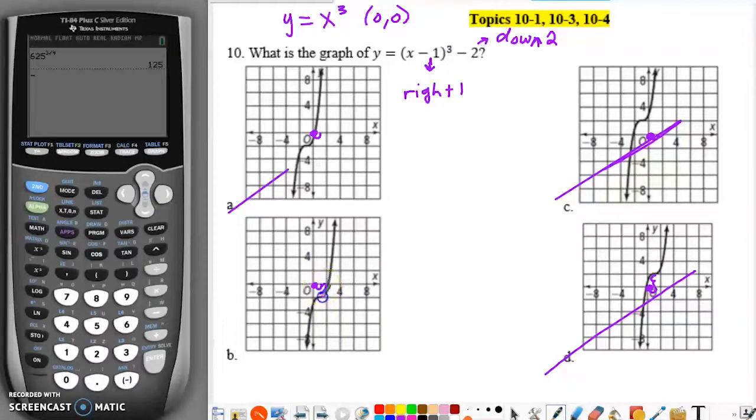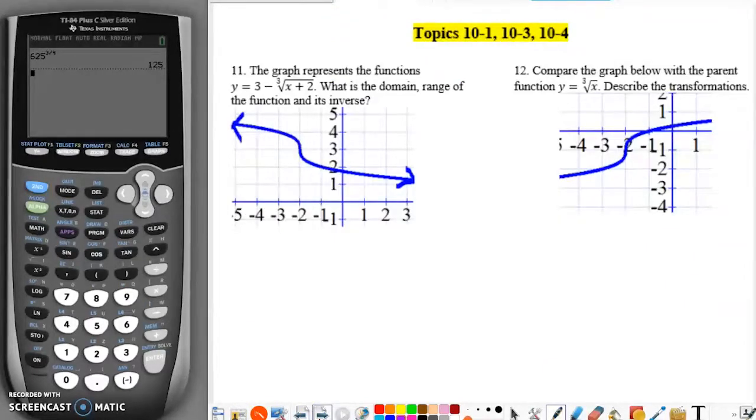And it moved down 2, so B is our answer. All right, y'all. Let's move on to numbers 11 and 12.